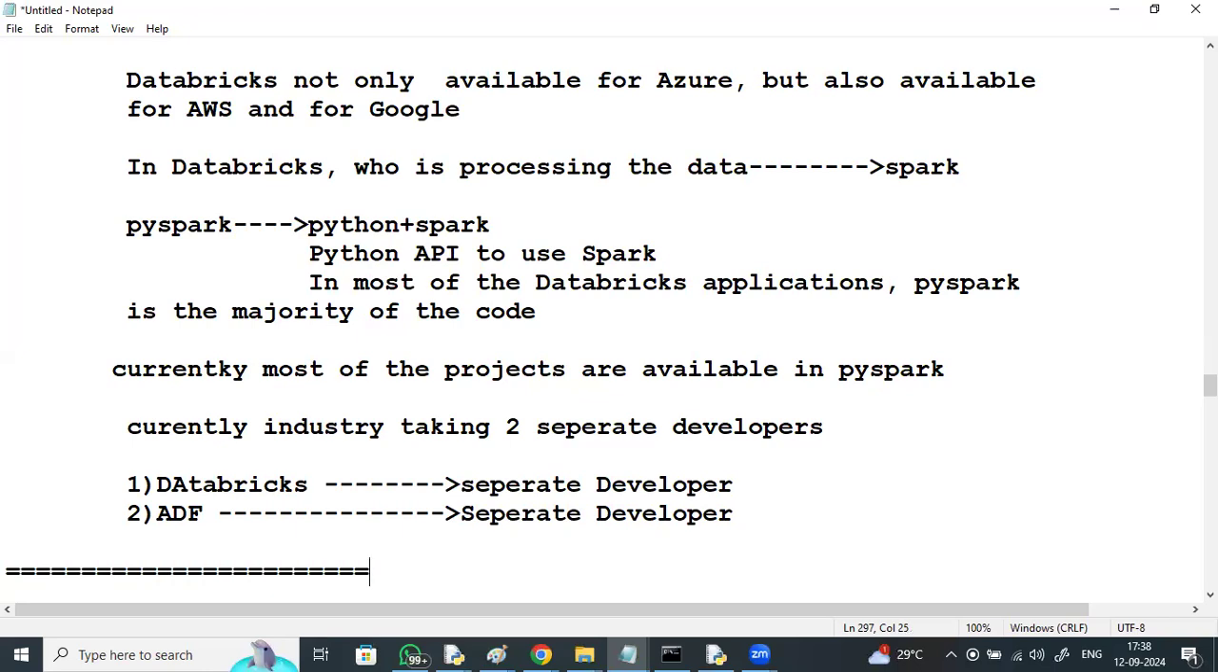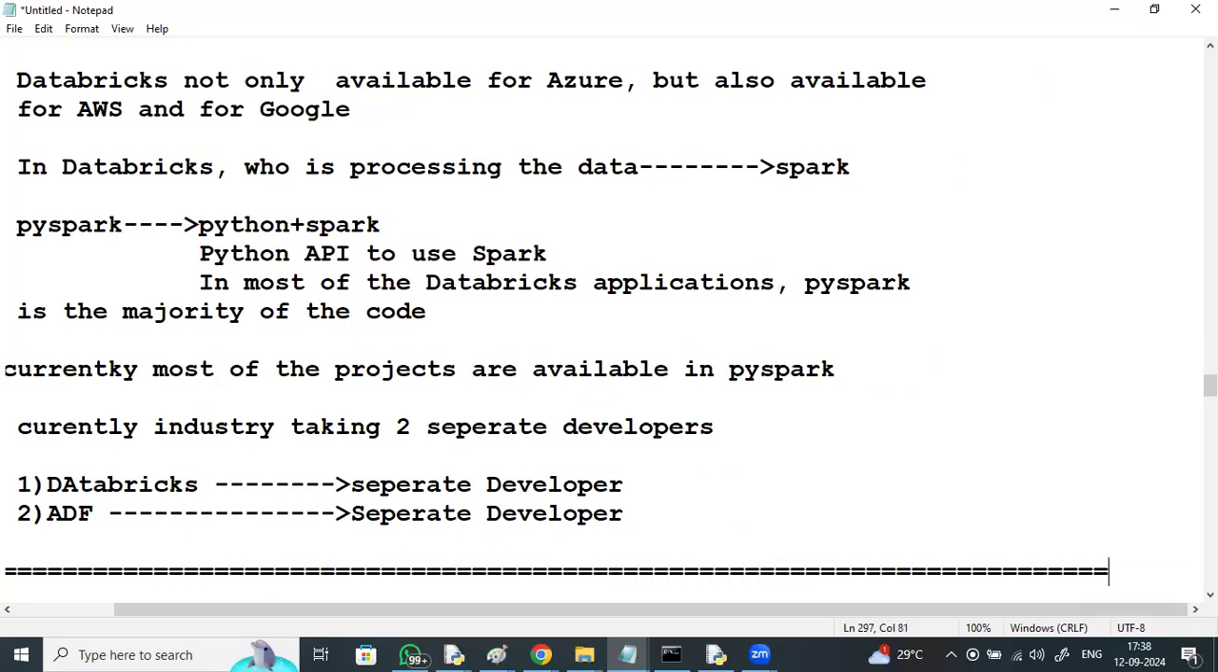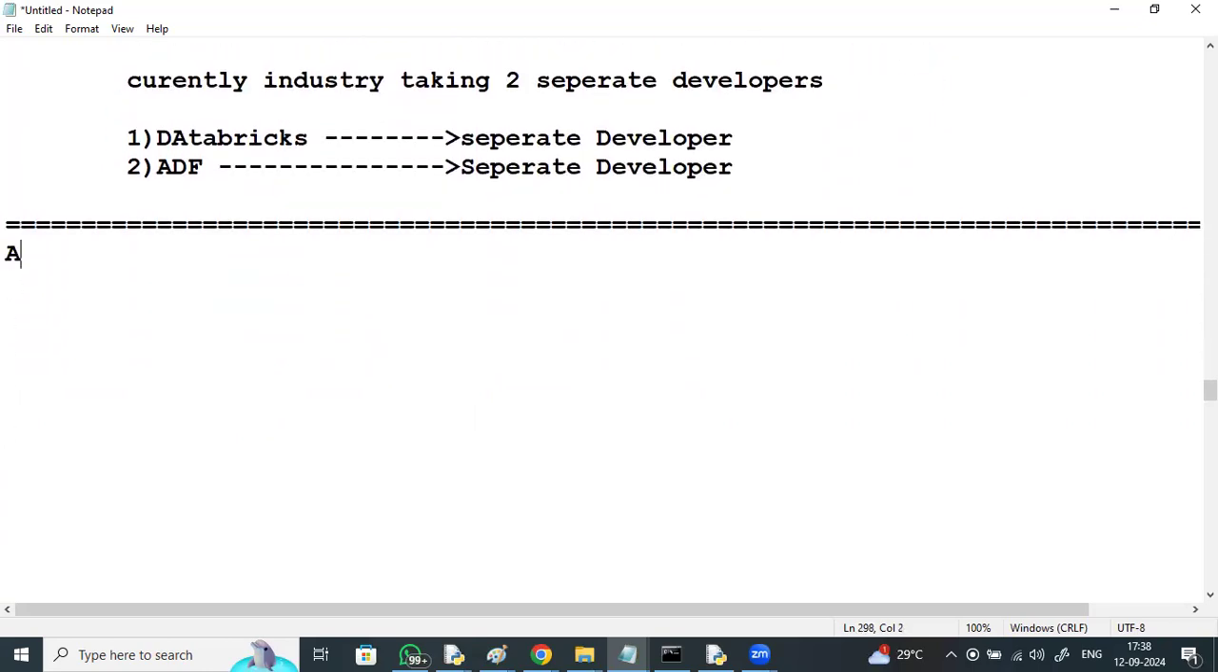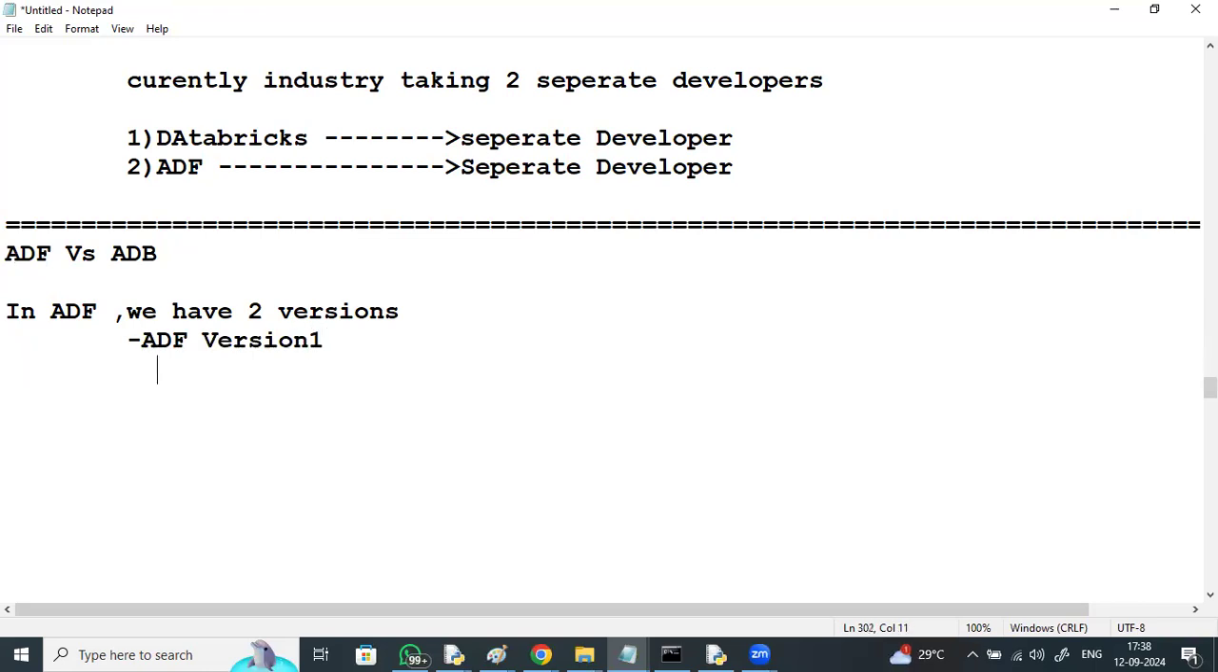So yesterday I was briefing you about ADF. I am briefing you about ADB today, right? So if you see ADF and ADB, ADF, Azure Databricks. In ADF, we have two versions: ADF version 1, ADF version 2.